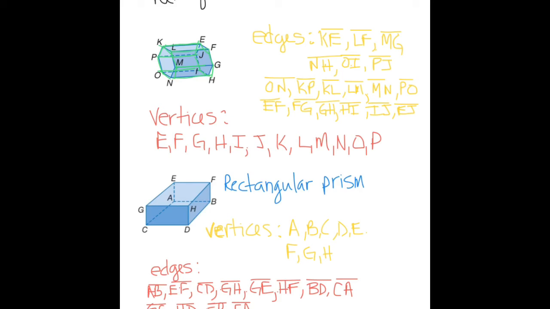So edges are line segments. I want you to remember that because I want you to make sure that you name them right. So they are line segments, which means that they have to have a segment bar over the top. Vertices are points, so you can just name them for the letter that they are.